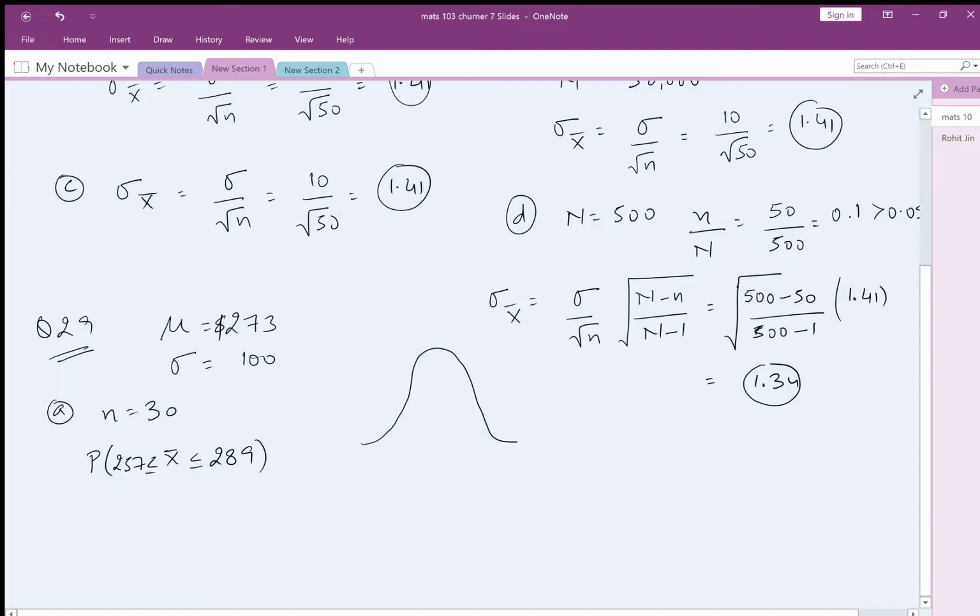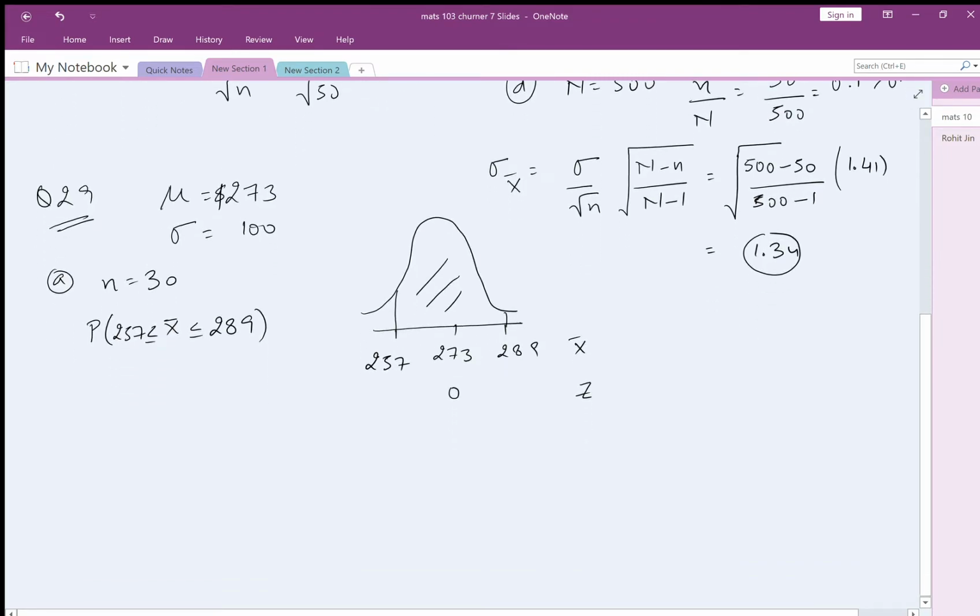So if this is our normal distribution and this is the mean 273, then 289 will be here and then 257 will be here. So we are going to find this area. So this is x bar. Now let's find out the z-scores. So the z-score for 273 is, we know, 0.